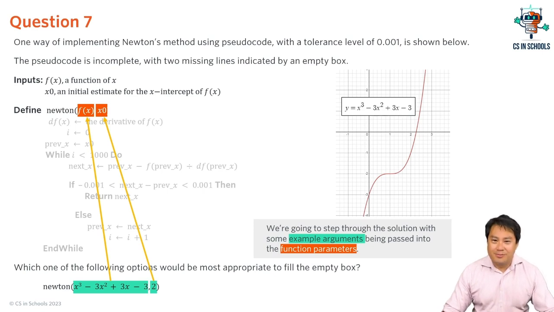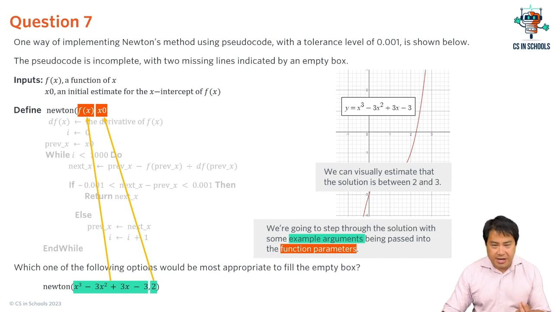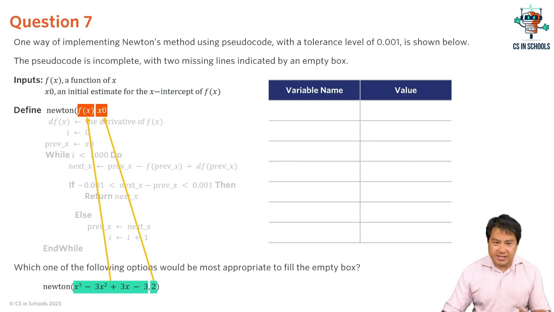The value for f of x I'm going to use is going to be a cubic. That's y equals x cubed minus 3x squared plus 3x minus 3. And that's just a visualization of what that cubic looks like. And remember that Newton's method is to find or to estimate the x-intercept of a function. So if we plot that function out and we take a look at it, we can visually estimate that it's between 2 and 3. It's sitting there. So what we're going to do is in the second argument to the function call, I'm going to start that off with the value of 2.